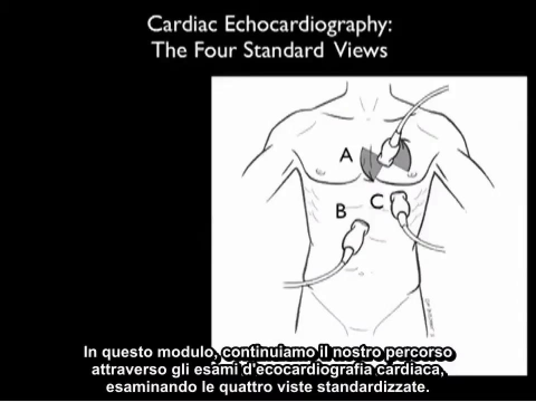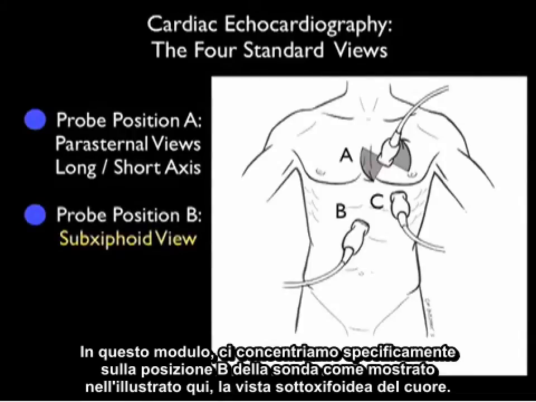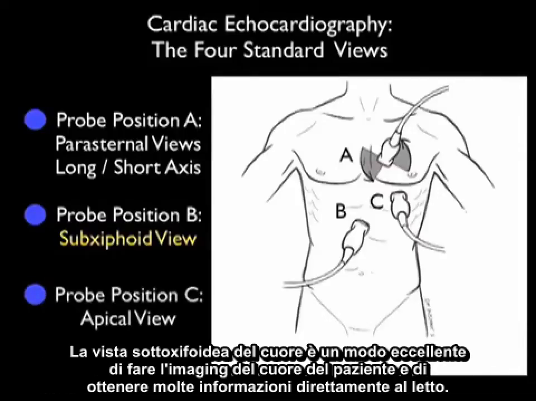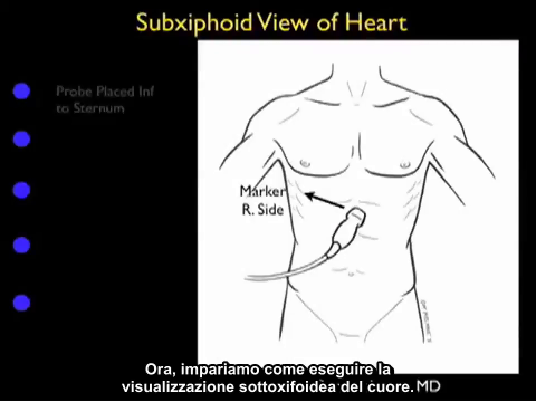In this module, we'll continue our journey through the cardiac echocardiography examinations, looking at the 4 standard views. In this module, we're specifically going to focus on probe position B, as shown in the pictorial here, the subxiphoid view of the heart. Hopefully you've joined me prior for the parasternal views as shown in probe position A and an upcoming module on the apical view as shown in probe position C. The subxiphoid view of the heart is an excellent way of imaging the patient's heart and getting a lot of information directly at the bedside.